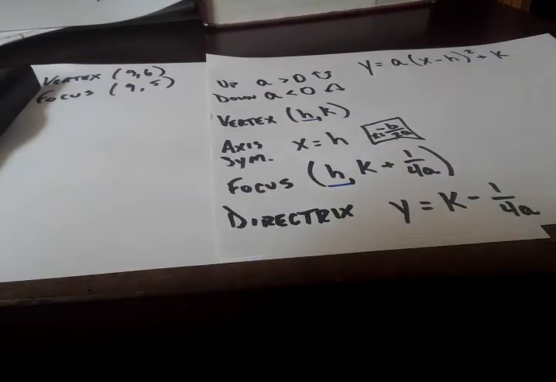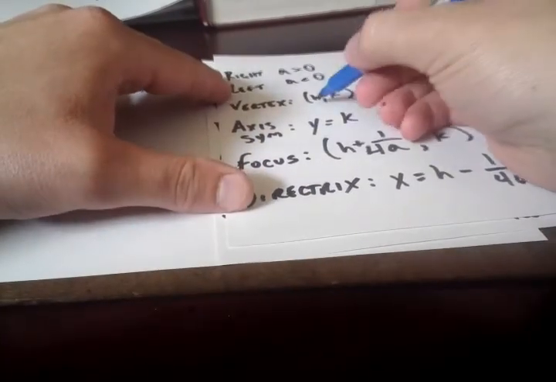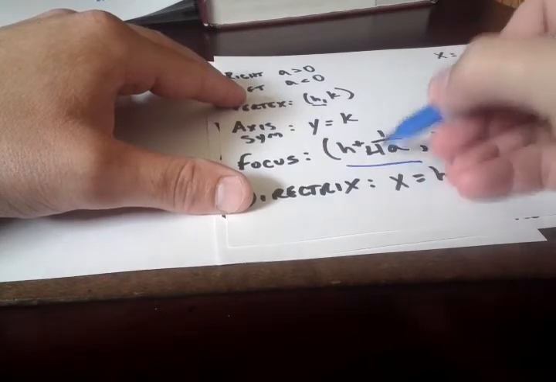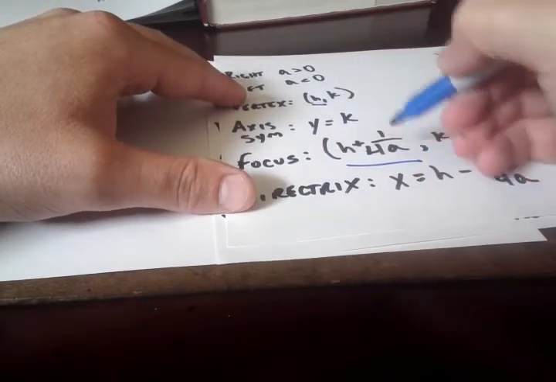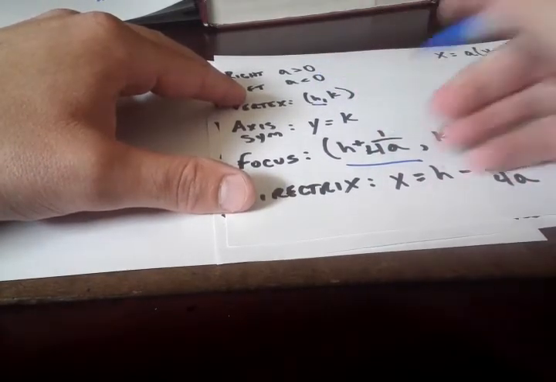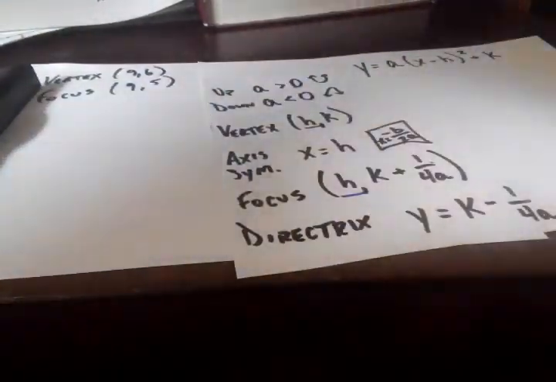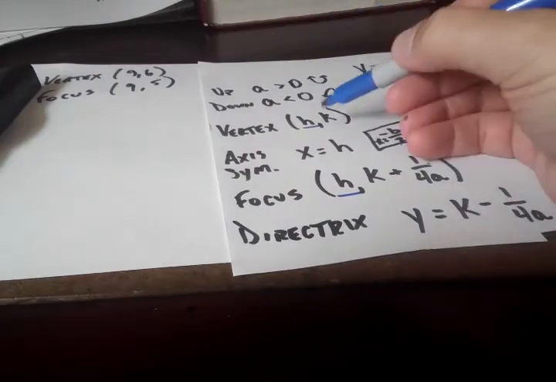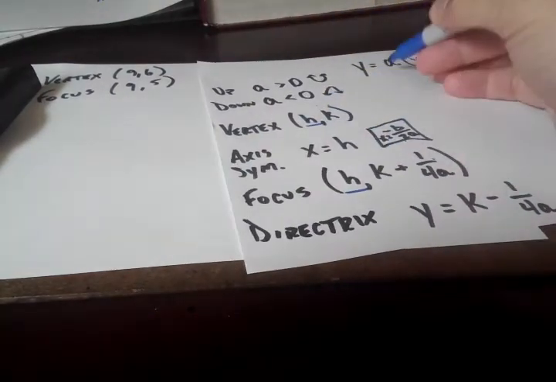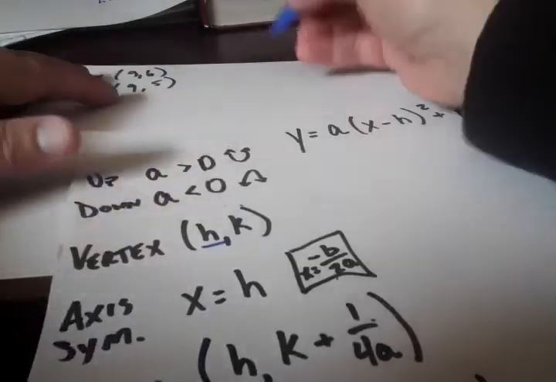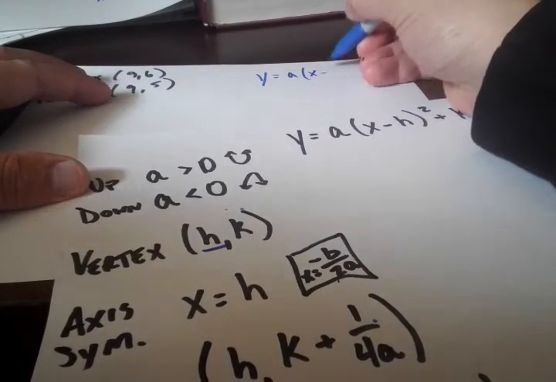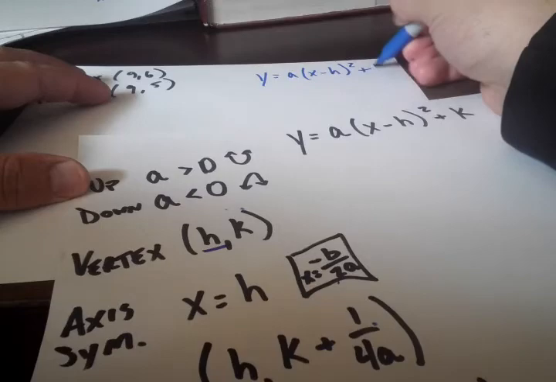And if we use our other sheet, let's look at x equals. See how this is different: h, and then down here we have h plus 1 over 4a. These are different x values for the vertex and the focus. So, since these 9s are the same, they match up in this equation. This is y equals, so it's opening up and down.